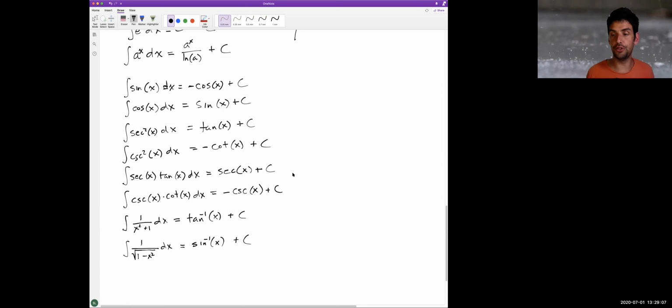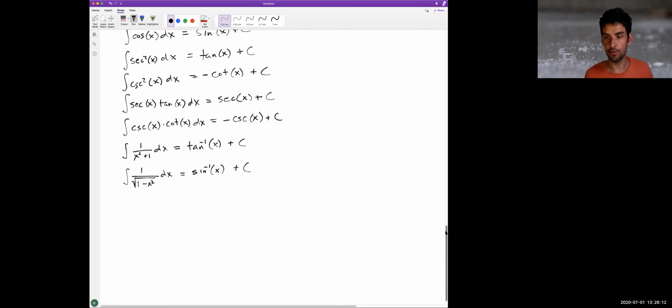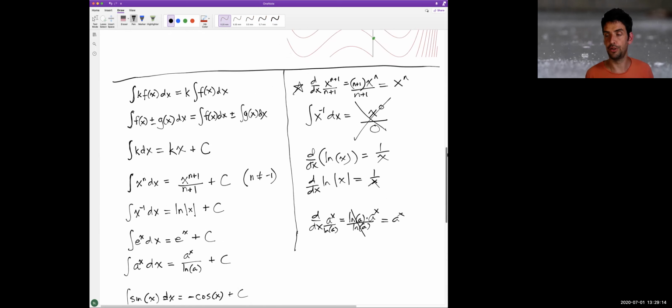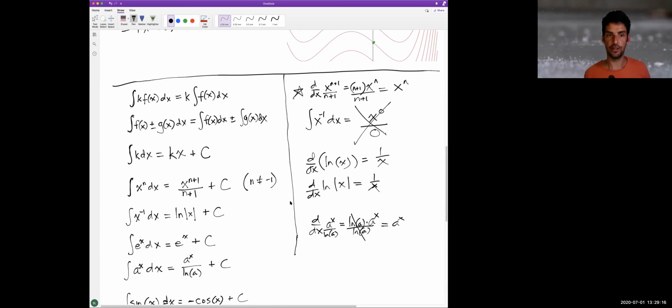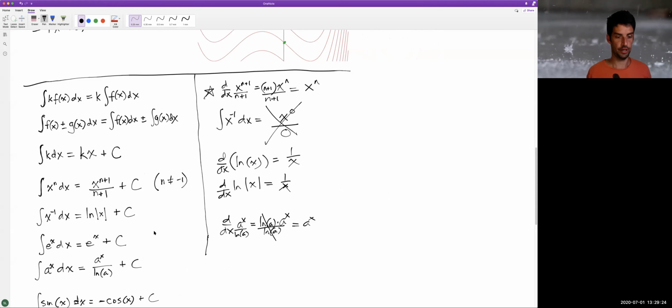We can also use these rules in combination. So let's do a few examples before we finish up. We're going to use a bunch of these rules. Let's see, let's do this. Create a little more space. And I think I'll get rid of the scratch stuff for now. I want to be able to refer to these rules a little bit.